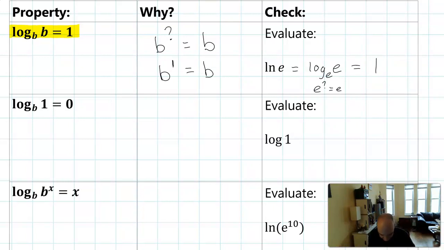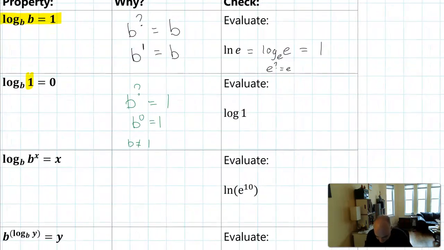Next property, log base b of 1 is equal to 0. Why would that be true? Well, we had an example like this earlier. B is the base. B to the what will equal 1? Well, there's only one thing that will work, since our base can't be 1, right? Base is not equal to 1. So for any other base, the only number that's true for is 0. So that's why anything where you're taking the log of 1, you get 0.